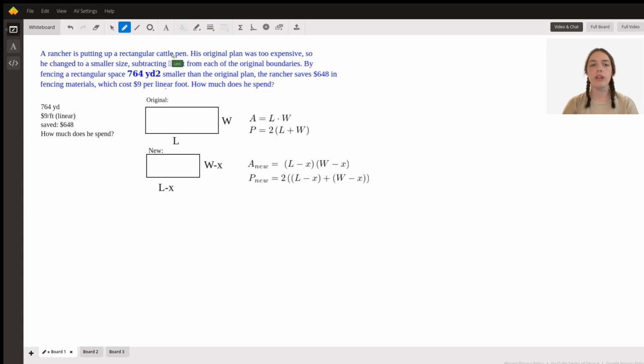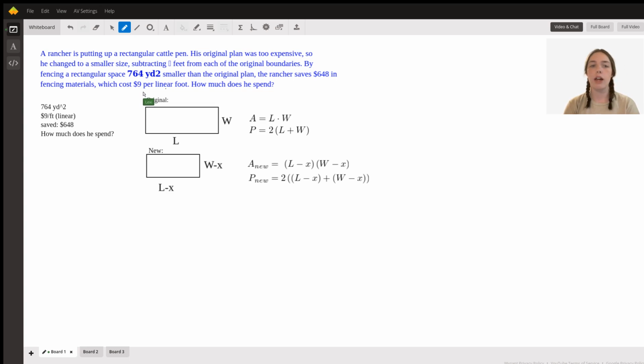The first thing that I do whenever I see a big problem like this is I take out the important information. And so I kind of wrote down here that we have 764 yards squared. Yep, that's a squared right there. And then the fencing costs $9 per linear foot. He saved $648, and how much does he spend?